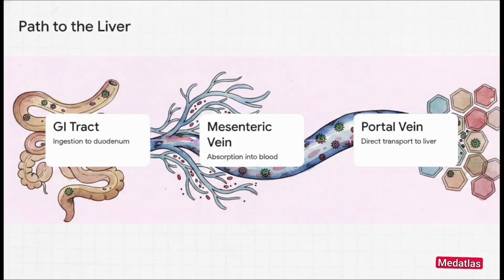Once it's ingested, the virus just cruises down the GI tract into the duodenum. From there, it gets absorbed into the mesenteric circulation and hops right onto the portal vein. Think of the portal vein as this massive biological superhighway gathering blood from the gut. It takes the virus straight to the liver's front door.